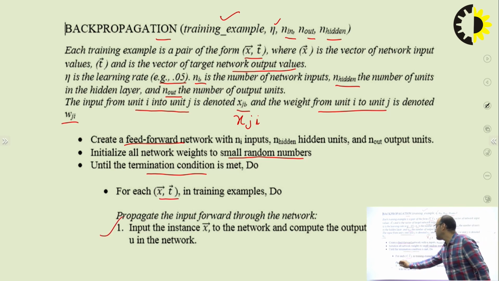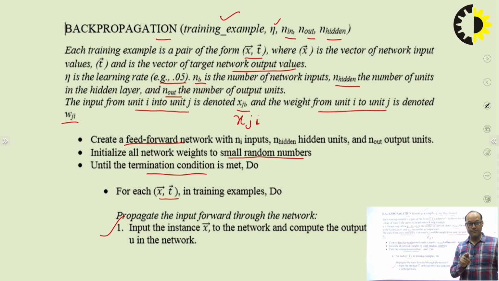Number one, we propagate the instance x as input from the input layer through the network and compute the output of every unit in that network. Depending on the given example, it is decided how many processing elements there will be in the input layer, hidden layer, and output layer. So after creating the feed forward network, we propagate the input forward through the network. This is the first step.